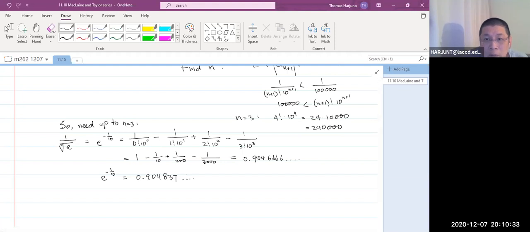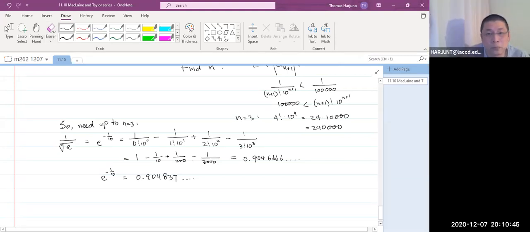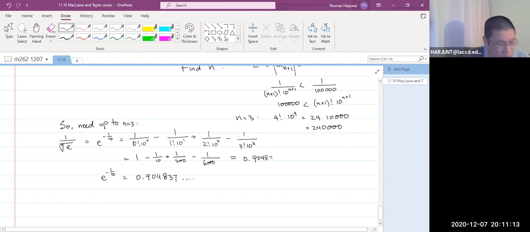No, this is not right. I think I did some miscomputation here. 3 factorial is 6, thank you. So it should be 6,000 here. So 1 minus 0.1 plus 1 over 200 minus 1 over 6,000. Thank you. That gives 0.9048333. Okay, so if you compare them next to each other, you see they start to differ at the 6th decimal place, right?